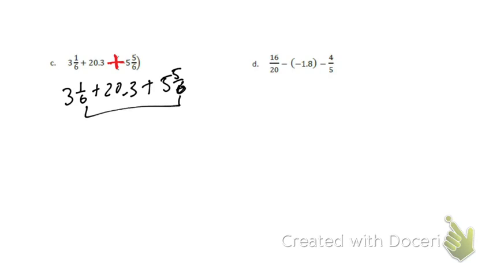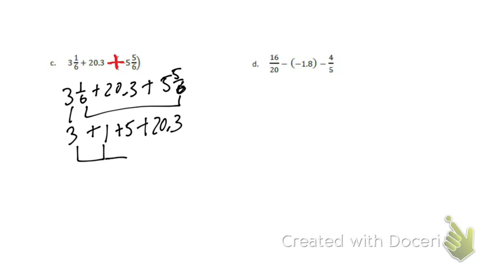Here, these are two pretty easy ones to add. 5/6 and 1/6 makes 6/6, which is one whole. Plus the 3 plus the 5. I kind of wrote it in a weird order, but hopefully you see that the 3 is bringing down, the 5 bringing down. And then 1/6 and 5/6 makes 6/6, which is just one whole. And then we got the 20.3.